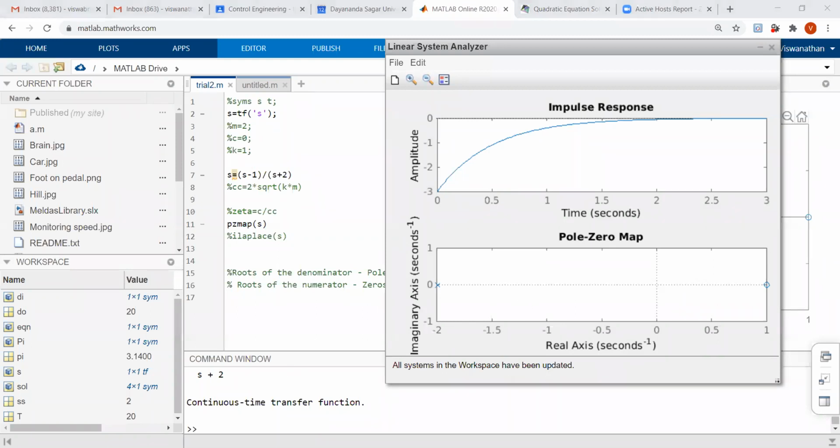Who is that? Okay, so any questions? Any questions so far?